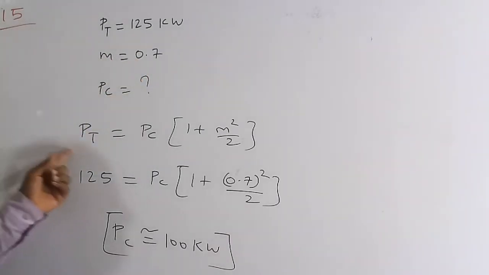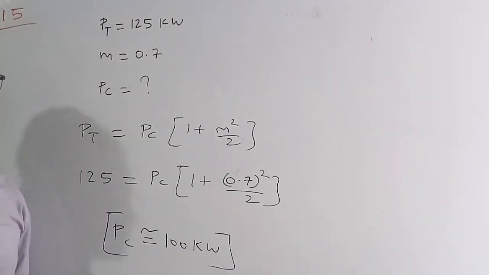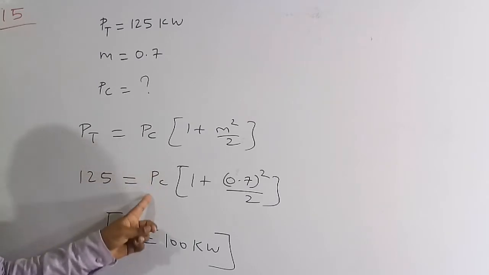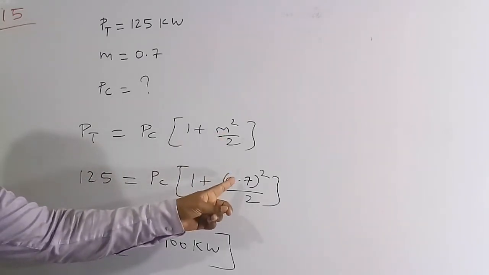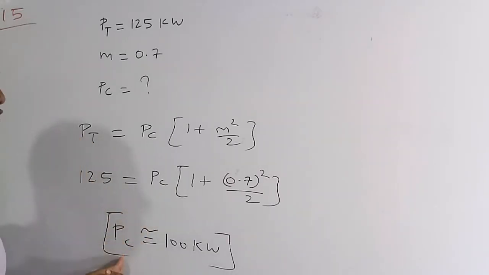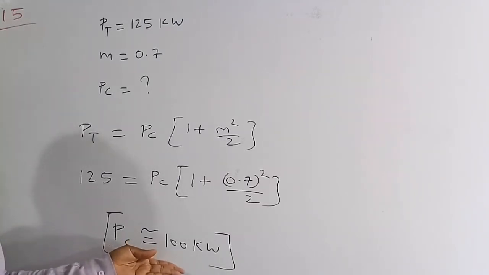The basic equation is PT is equal to PC into 1 plus M square by 2. PT we already know, which is 125 kilowatt. PC we need to figure out, and in place of M we substitute 0.7. If you solve this equation with only one unknown, PC, we are going to get nearly 100 kilowatt. This much carrier power is present in the total power.